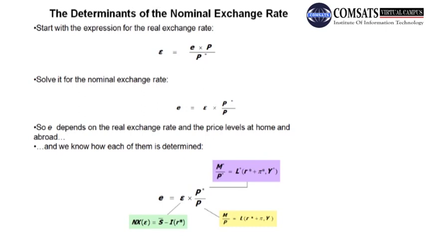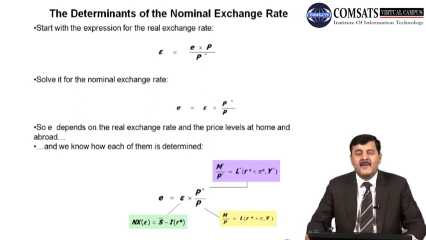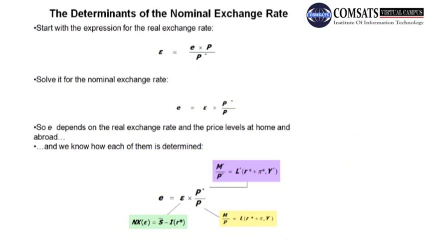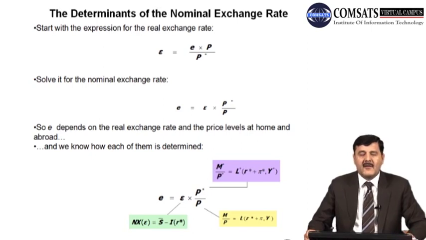So, in the next few slides we'll talk about the determinants of the nominal exchange rate. We start with the expression, as we know that the real exchange rate is equal to the nominal exchange rate times the domestic price over the foreign price. Now we can rearrange this equation and solve it for the nominal exchange rate. So this will become E is equal to the real exchange rate times the ratio of world price over domestic price.